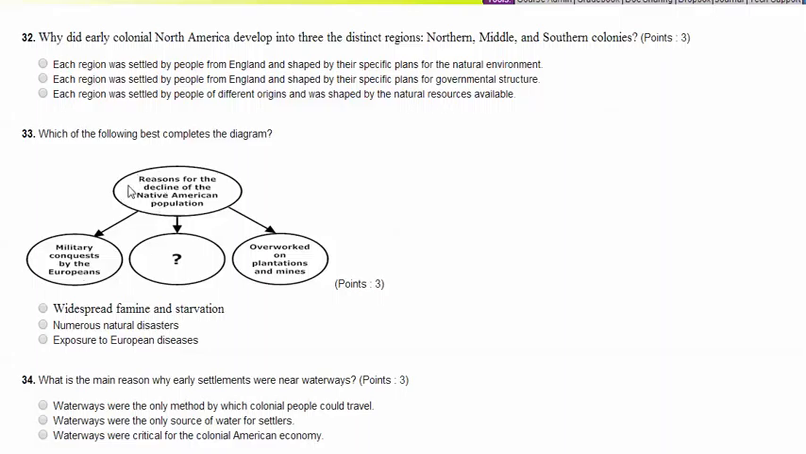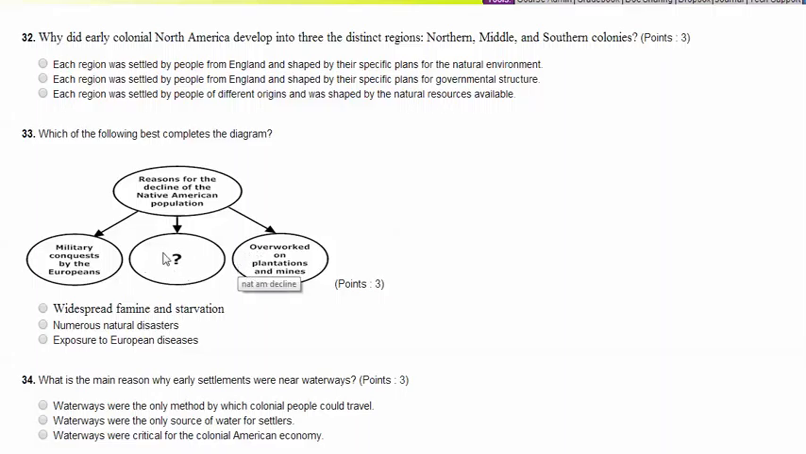Question 33, which of the following best completes the diagram here? The diagram starts here at the top with reasons for the decline of the Native American population. A bubble coming off to the left says military conquests by the Europeans. There's a question mark in the middle bubble that you will be looking at the options to fill in, whichever one makes sense. And the one to the right says overworked on plantations and mines.